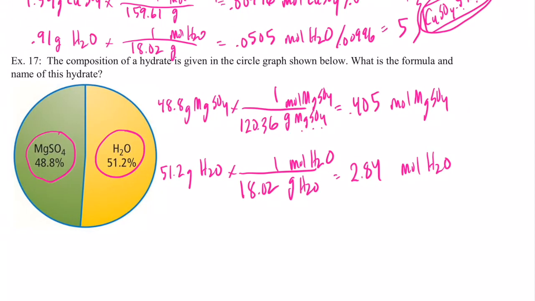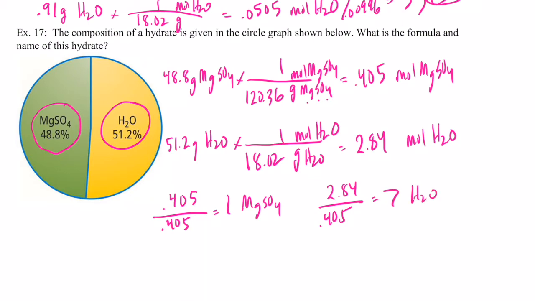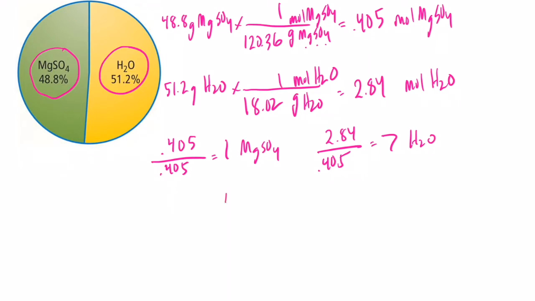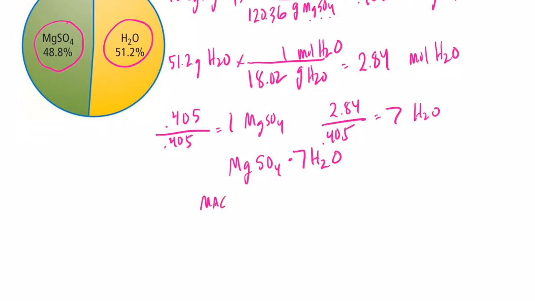2.84 moles. So let's divide, we'll do this work down here. Let's divide these by the lowest number of moles, 0.405 divided by 0.405. That's 1 for my MgSO4. And 2.84 divided by 0.405. Let's see what that is. That is 7 for my waters. So my empirical formula would be MgSO4·7H2O. Its name, of course, let's see, Mg is magnesium.